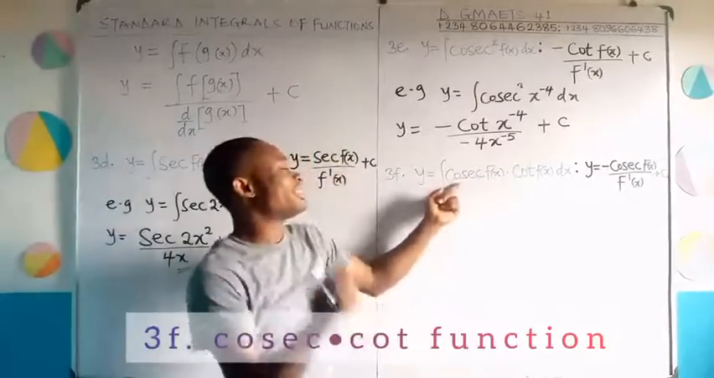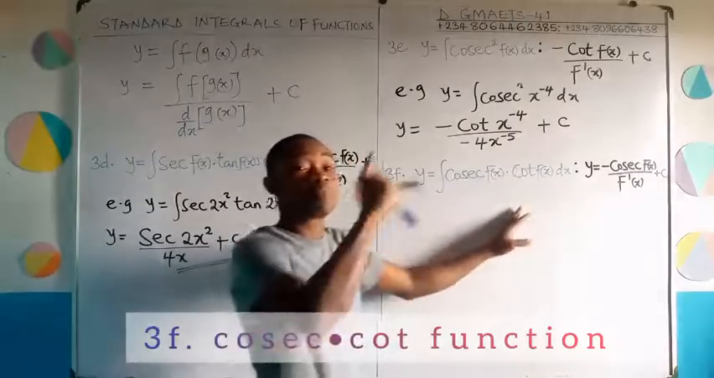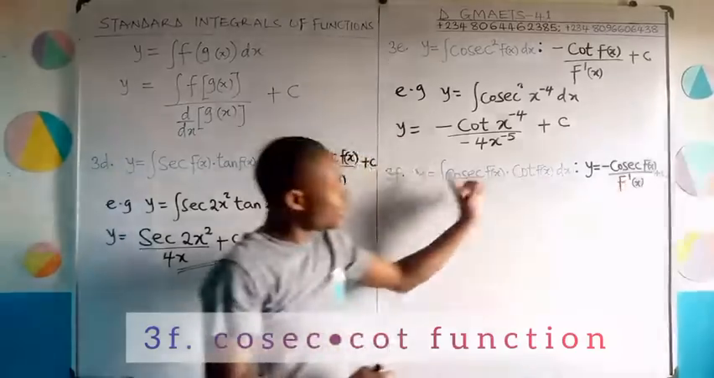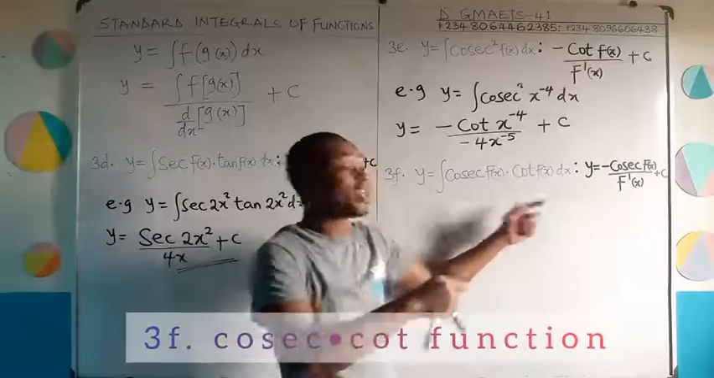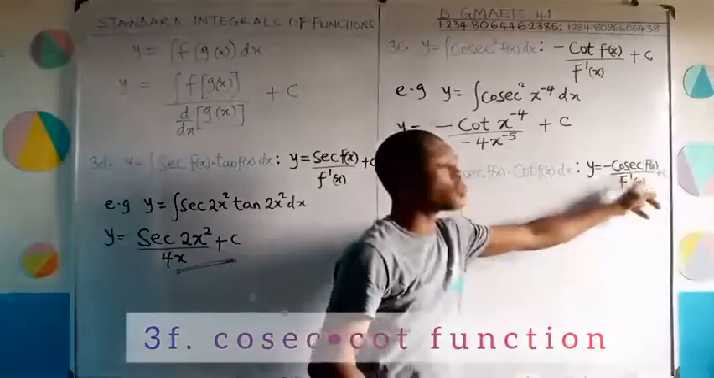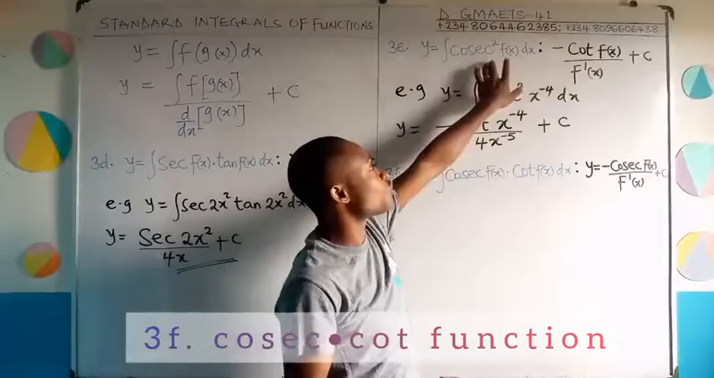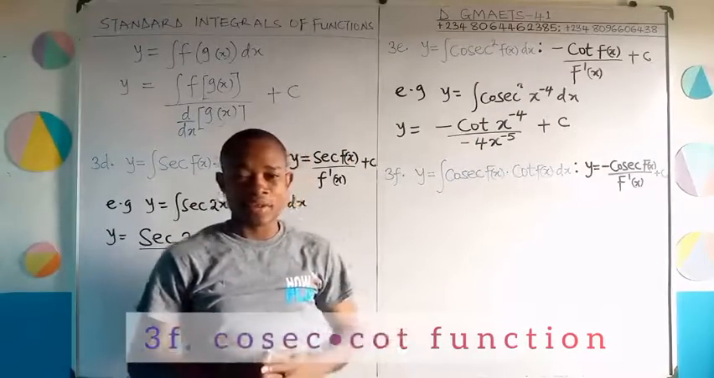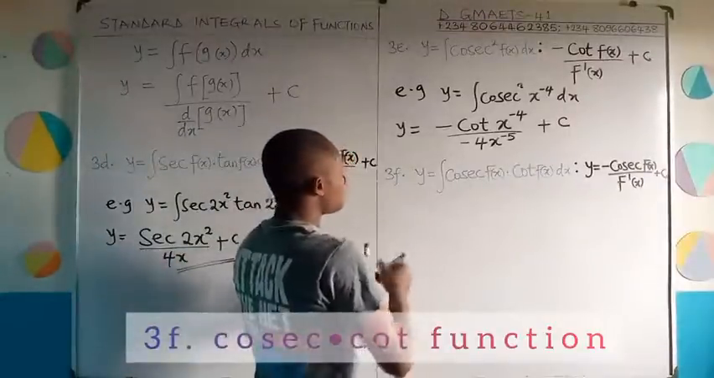So if you are now integrating minus cosec f of x cot f of x, it will produce positive cosec for you. But if you are integrating positive cosec f of x cot f of x, that negative which appeared from differentiation would have been transferred to what? Cosec f of x. Once again, the analysis of this function is similar to what we did in cosec square. It's also similar to what we did in the integral of sine of a function. As an example, let us take a look at this.